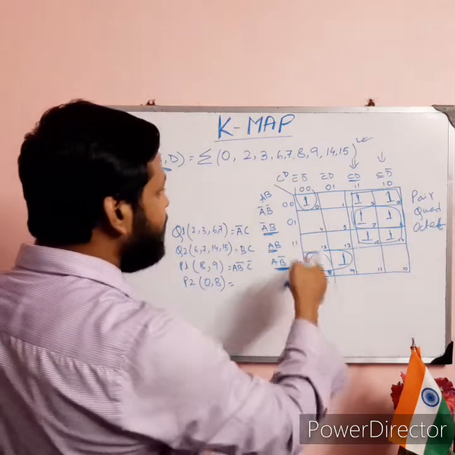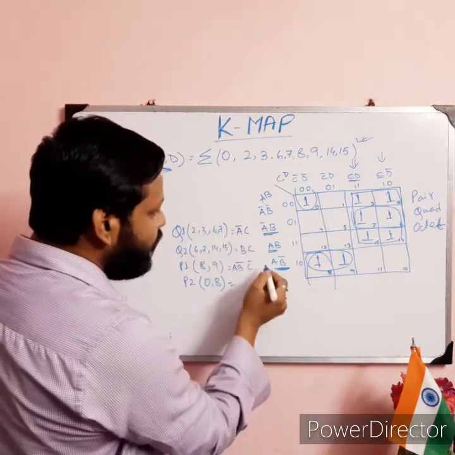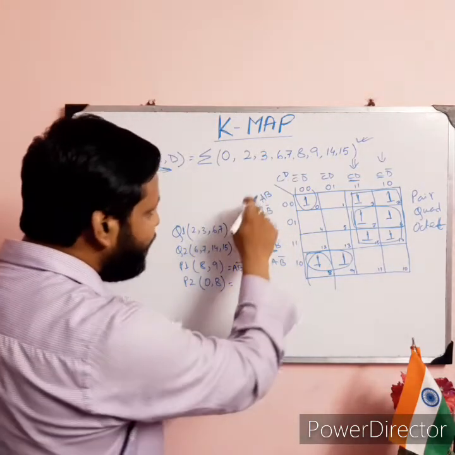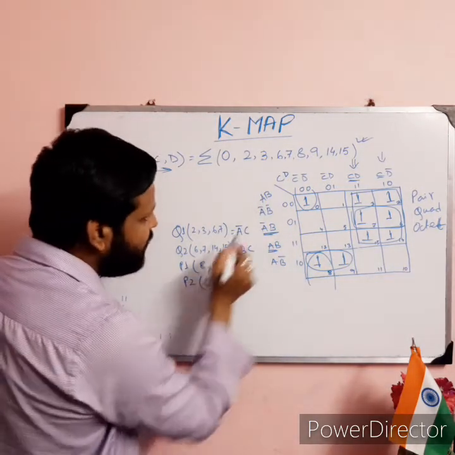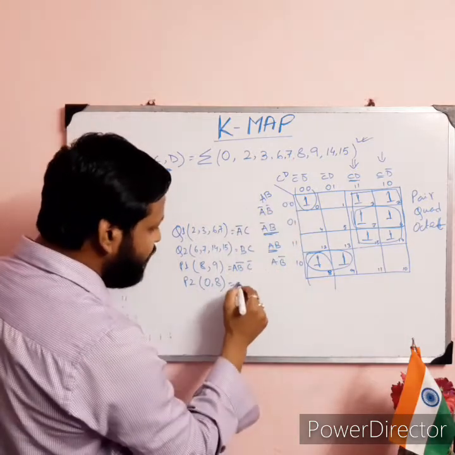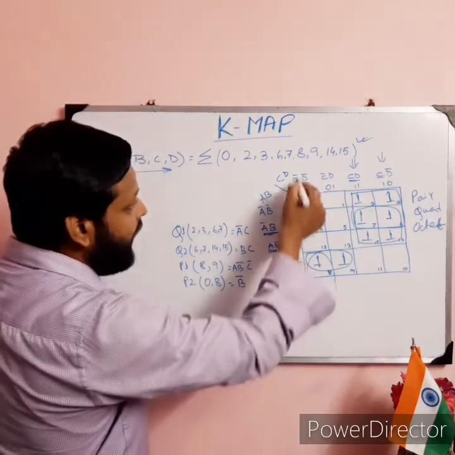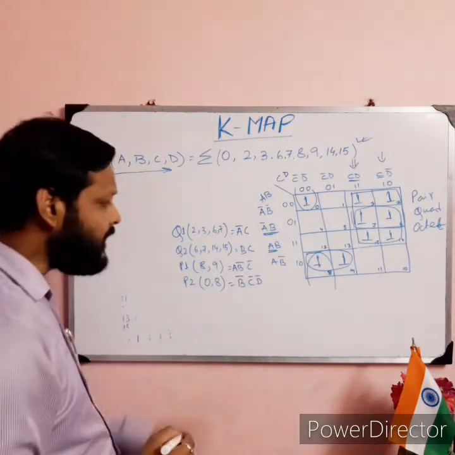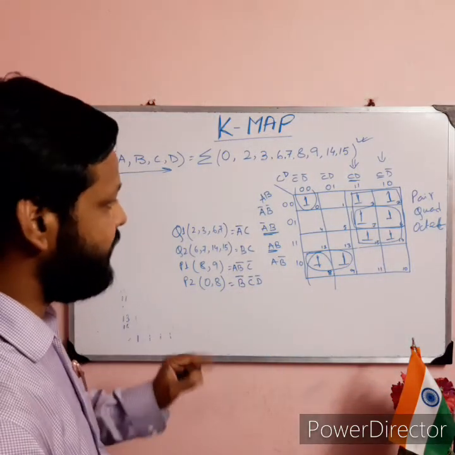And for this one, the first row, last row and first column. So from the first row and last row, which one is the common term? You can find it out. B complement is the common term. And for this one we have to write C D complement. C D complement we have to write.